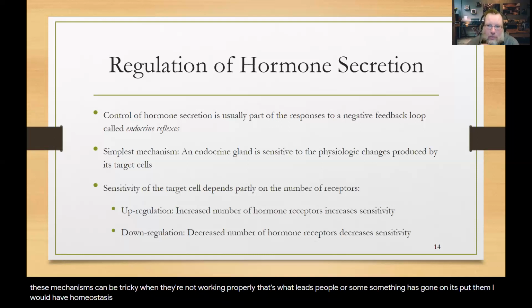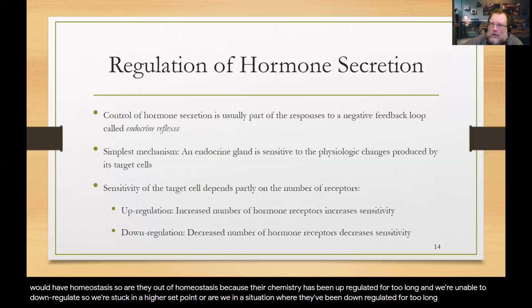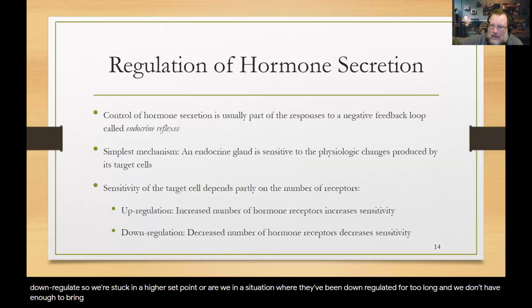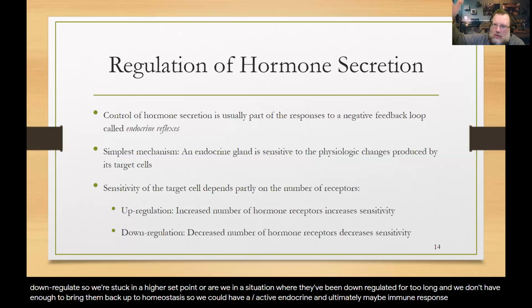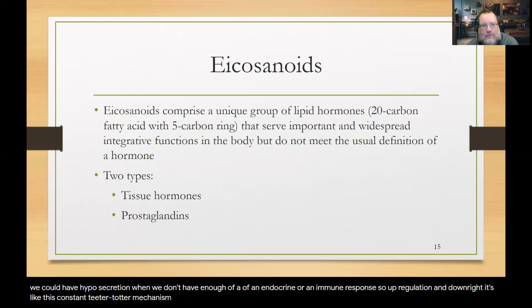So are they out of homeostasis because their chemistry has been upregulated for too long and we're unable to downregulate, so we're stuck in a higher set point? Or are we in a situation where they've been downregulated for too long and we don't have enough to bring them back up to homeostasis? So we could have a hyperactive endocrine and ultimately maybe immune response, hypersecretion. We could have hyposecretion where we don't have enough of an endocrine or an immune response. So upregulation and downregulation, it's like this constant teeter-totter mechanism.